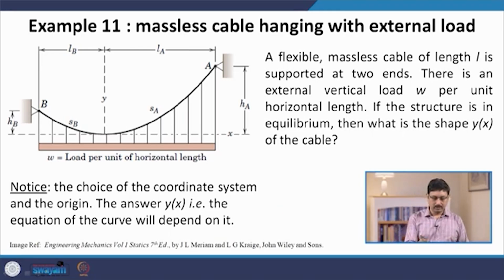Now let us define the example more concretely. As I mentioned, these are two ends which are fixed, A and B, and there is a cable whose length is L, which is hanging between two ends. Note that these two ends in general can be at different heights. So, they need not be symmetric.